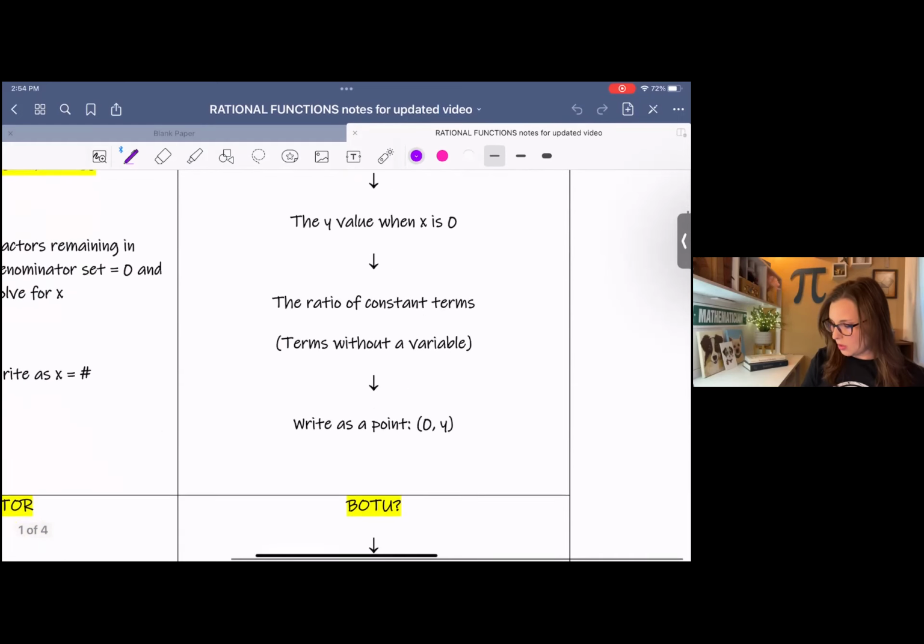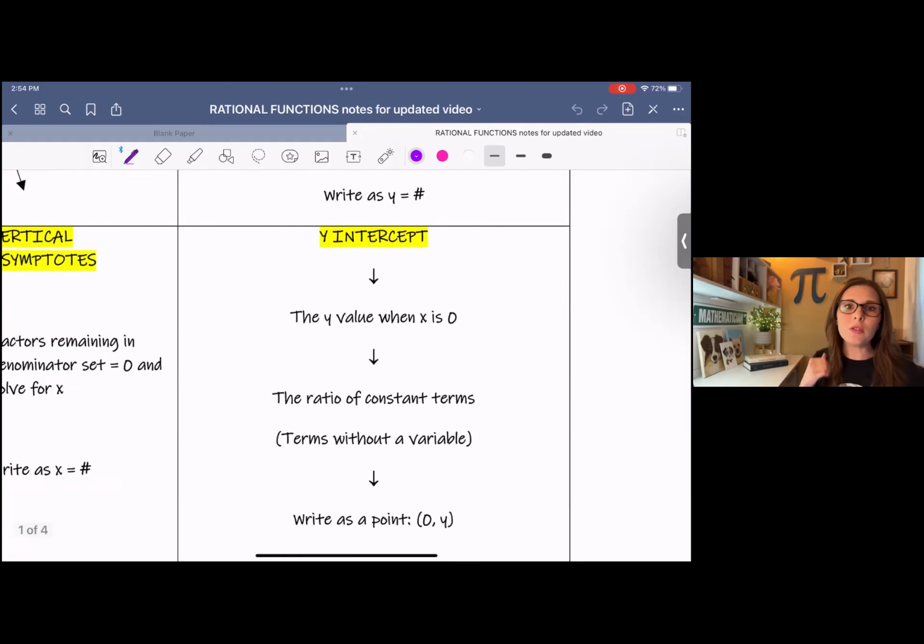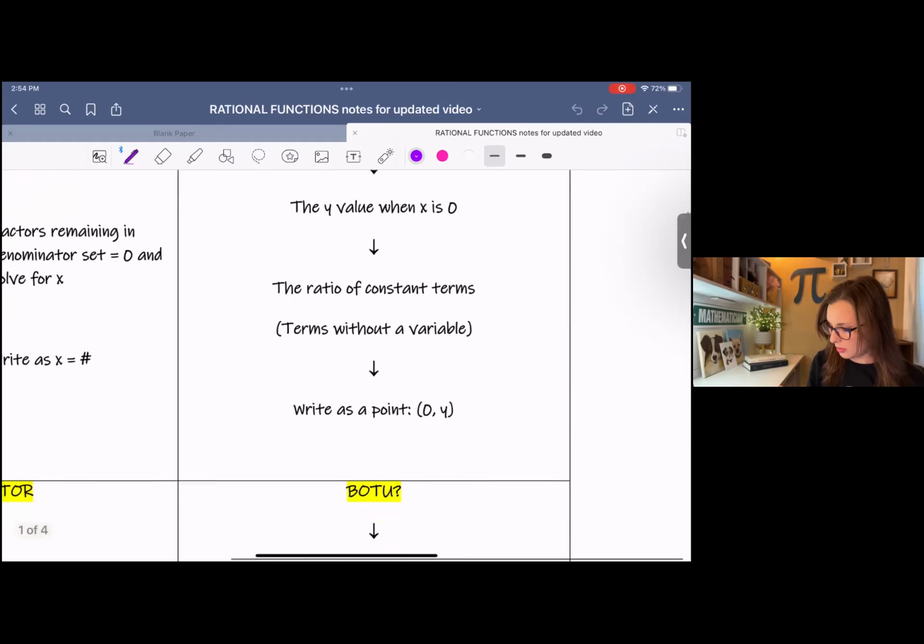And then the y-intercept. If you think about all the times we've looked for a y-intercept, that is the y value when x is 0. So if you plug in 0 to all the x's of a rational function, then basically, long story short, you're going to be left over with the constants. Remember, the constants are numbers that don't have a variable. So the y-intercept is the ratio of those constant terms written as a point.